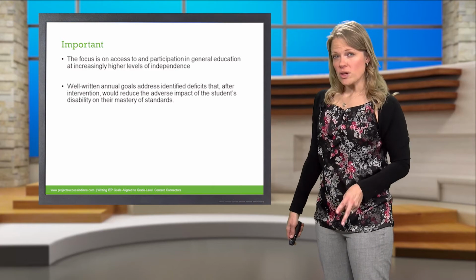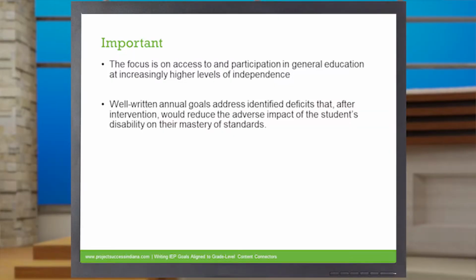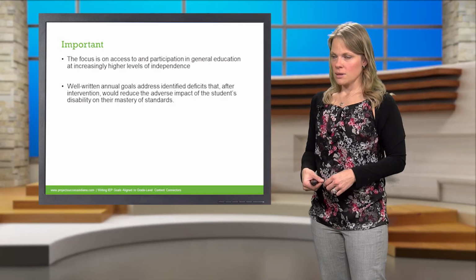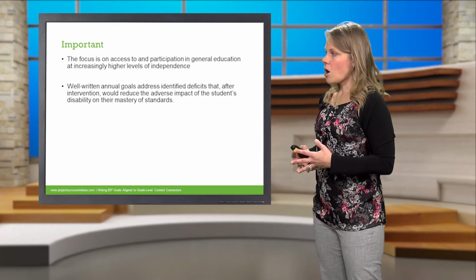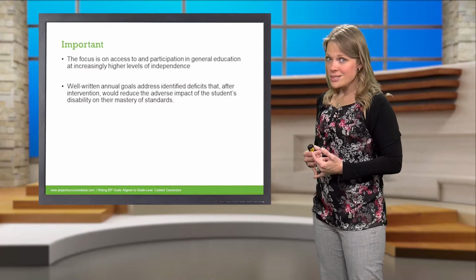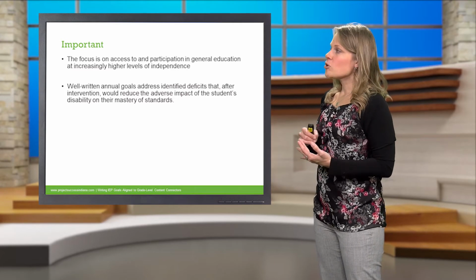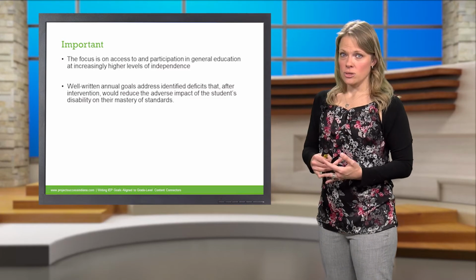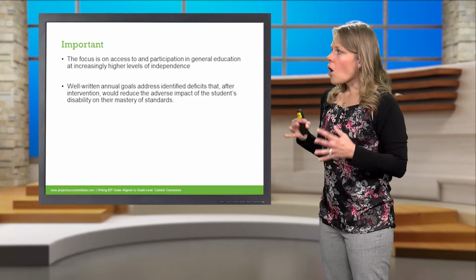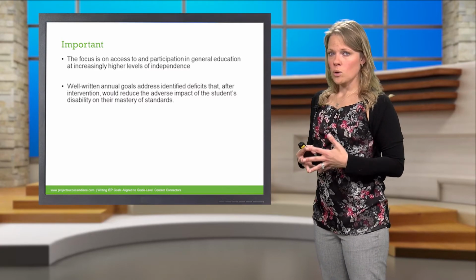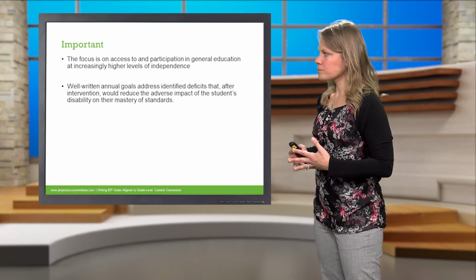Really important two things to keep in mind about measurable annual goals. One, the focus is on access to and participation in general education at increasingly higher levels of independence. We want to make sure that the goals that we choose to write in an IEP are aimed at increasing a student's access to general education and their participation in general education, whether that's the curriculum, the content, the setting, the peers. All of this is aimed at getting our students more and more involved in general education.